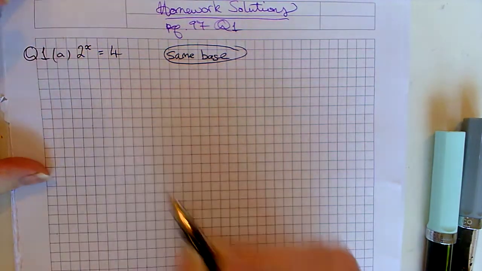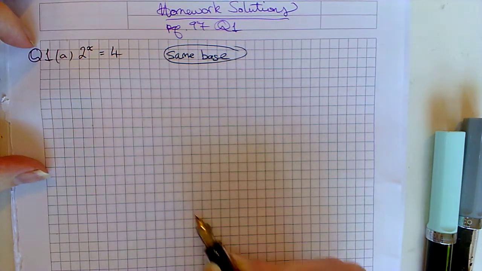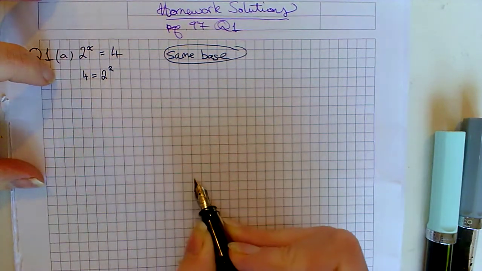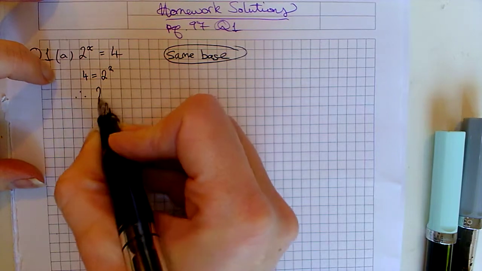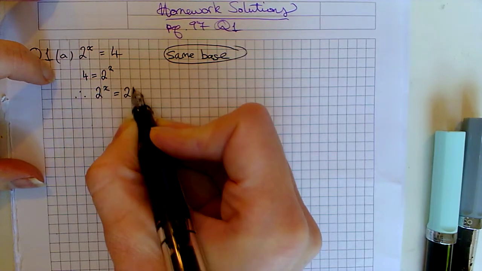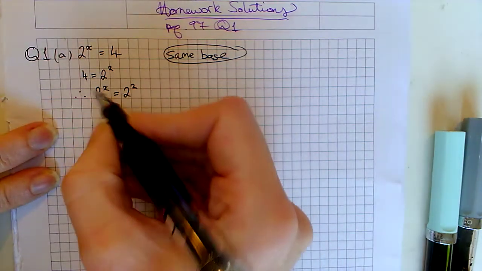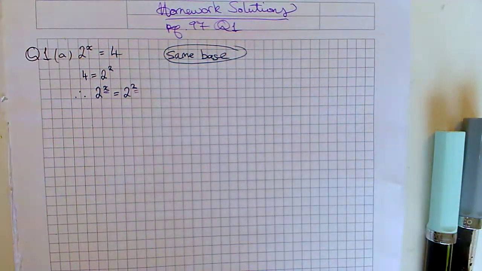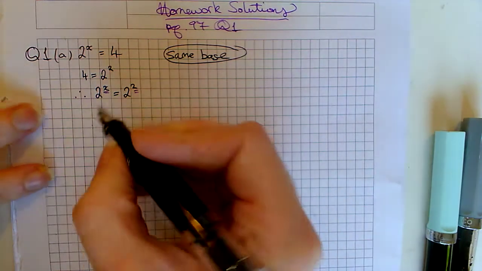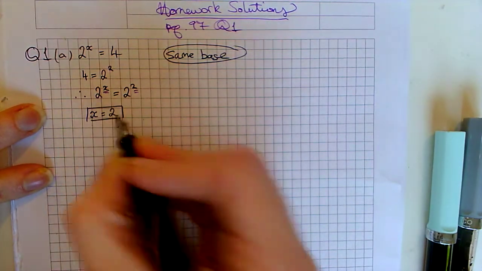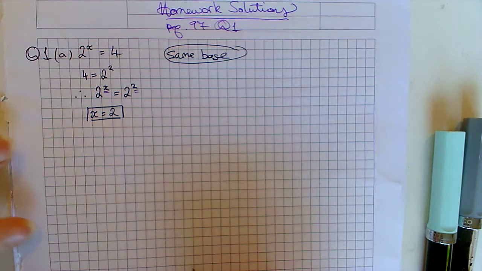So I need to write both of these as a power of 2. Well, 4 can be written as 2 to the power of 2. So therefore, 2^x is equal to 2 to the power of 2. And then we can just say that the powers are equal to each other. And so x is equal to 2. So that's what we're doing in each of these questions.